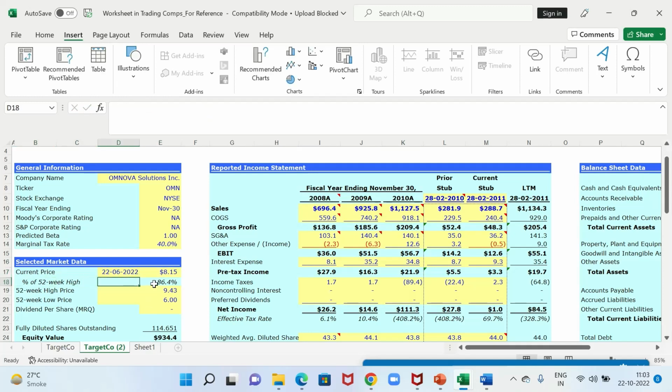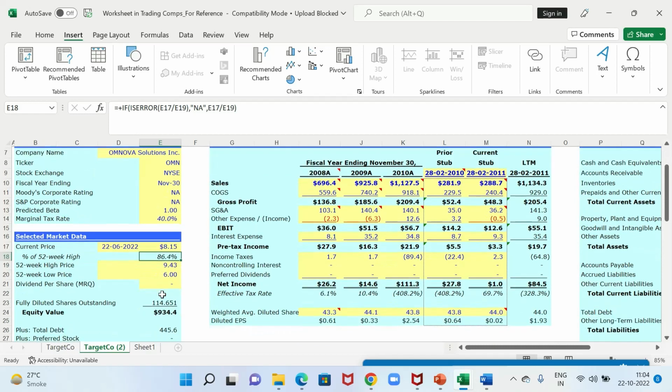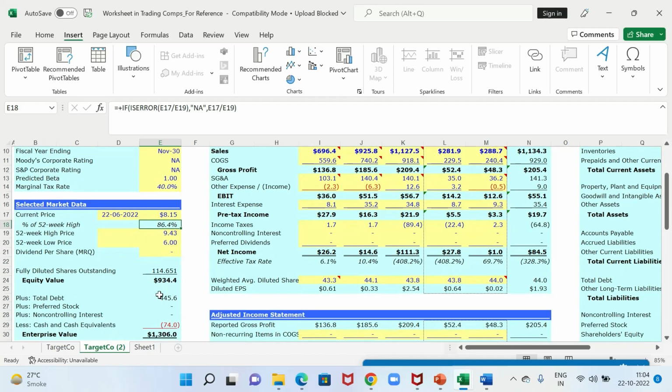This is the price. Percentage of 52-week high is basically nothing but it tells me where my current standing is. Within the last 12 months, the last 52 weeks, what is the high the stock price has reached and what is the bottom. Based on that, what percentage my share price stands as a percentage of high and percentage of low. I can compute the same way.